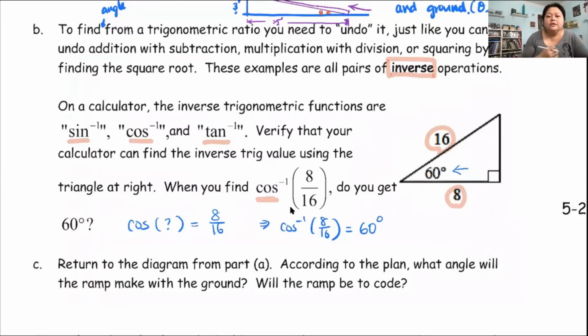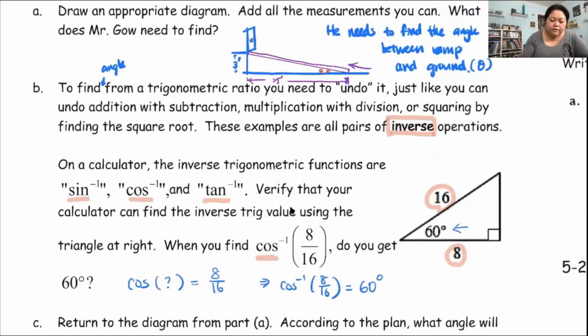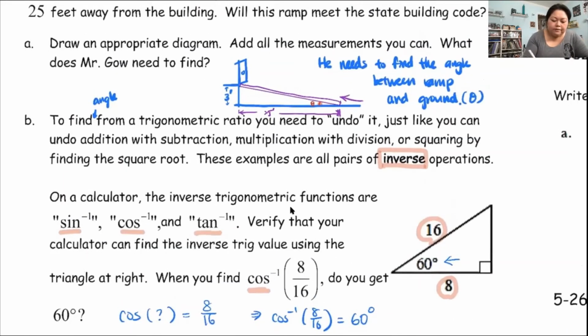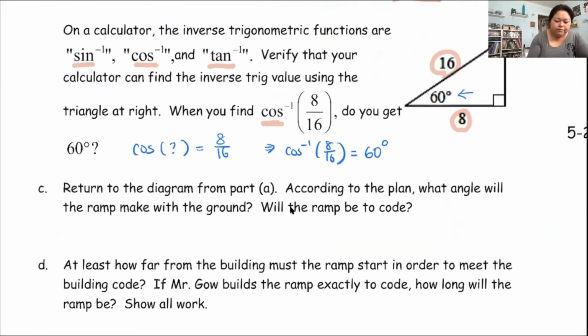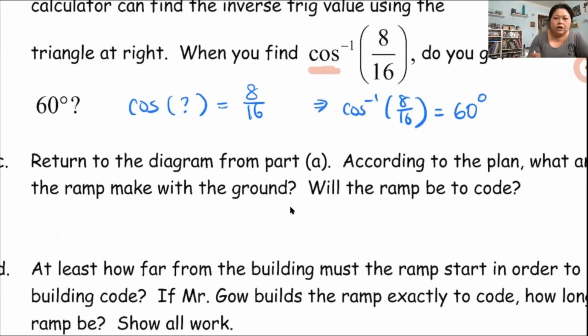It says, return to the diagram from part A. According to the plan, what angle will the ramp make with the ground? Will the ramp be to code? So the first thing you want to look at is this triangle here. In this triangle, what do you have, right? It's a little messy here, so I'm going to redraw this just so we can see a little better, okay?